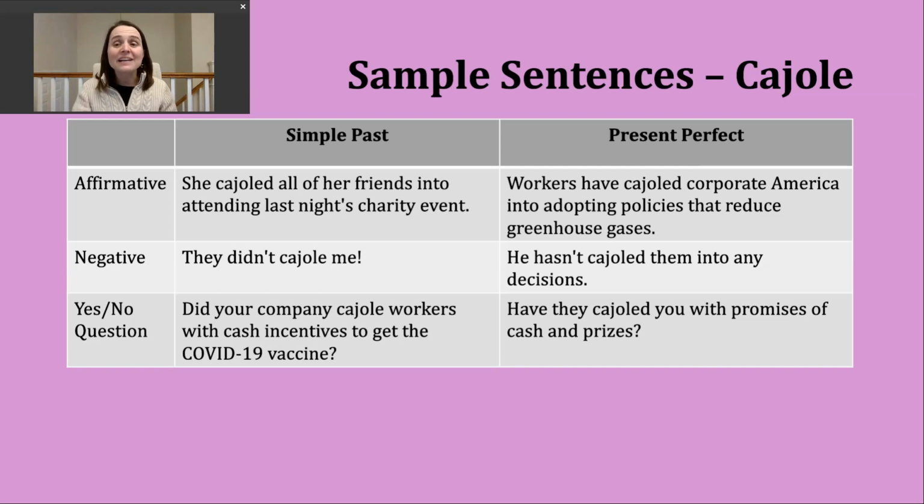Finally, let's look at making a yes or no question in the present perfect. To do this, I start with have or has, whichever form matches my subject, and that subject comes next. Then we use the participle form of the verb. Here's another example. Have they cajoled you with promises of cash and prizes? Here I'm asking someone, have you been persuaded? Have you been convinced to do something because you're being promised material things, money or gifts?